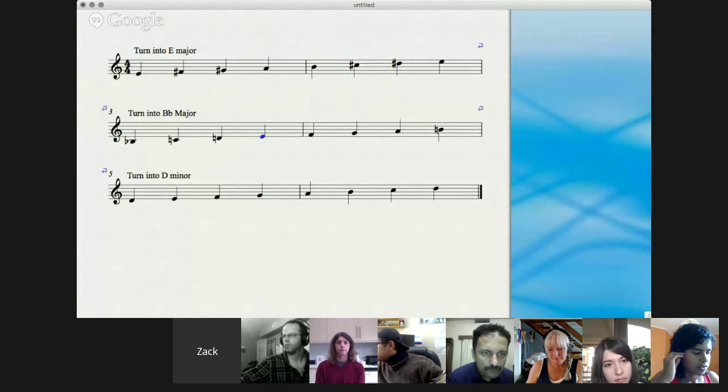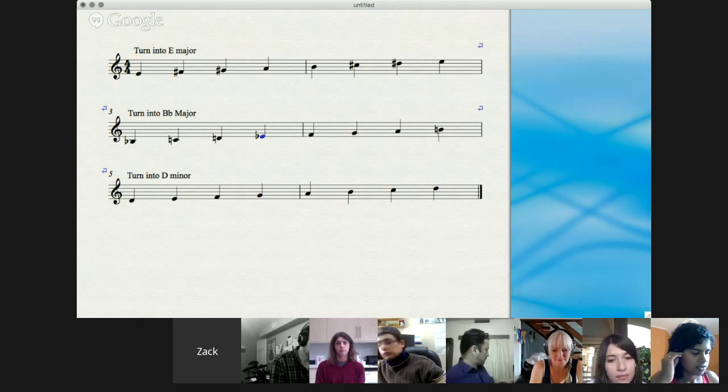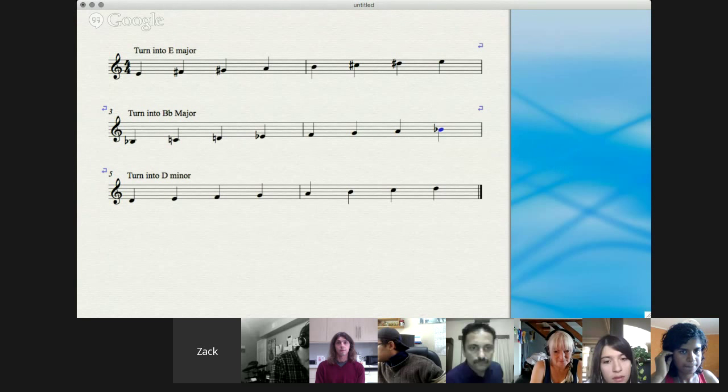D to E as it stands is a tone. We're going to flatten the E flat so that we get a semitone there. Thank you. Then it would be F. That's right. G. And that's right. A and B flat again. And then back to B flat again.